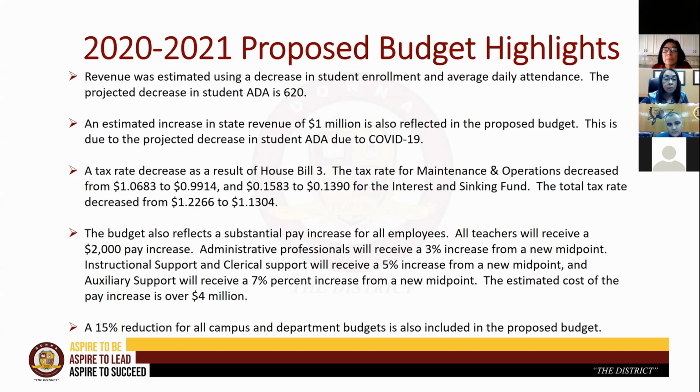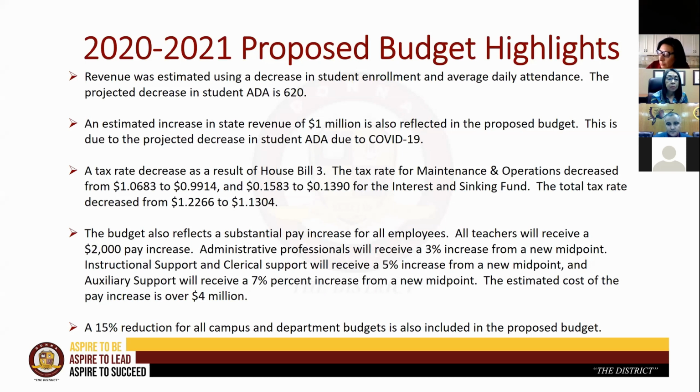A tax rate decrease also resulted, and this is because of the new funding formula that was approved last year with House Bill 3. That's why you see the decrease in the tax rate. The tax rate for maintenance and operation decreased from $1.683 to 99.14 cents, and from almost 16 cents to just a little under 14 cents for the interest and sinking fund, for a total tax rate decrease from $1.2266 to $1.1304. So that's a little over 9.6 cents decrease in our tax rate. That means that our taxpayers will be paying less taxes.